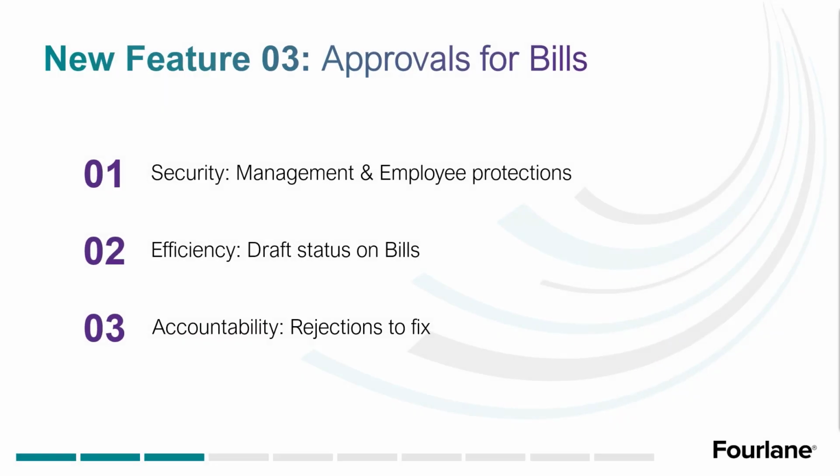Oh my gosh, y'all, we have so much to get through. Okay, so approvals for bills. Why is this so important? We have security, management, and employee protection. So employees like when they get their work reviewed and somebody signs off on it. So it's a great protection for them. Efficiency. We have a draft status on bills. So you partially get through that credit card bill, which hopefully we don't put credit card bills in as bills, but it's okay. You get through that credit card bill and you're 90% of the way done and you haven't finished it yet. You can put it in a draft status. And then the other thing is accountability, right? We can have rejections and force people to go fix their work. Super exciting changes.